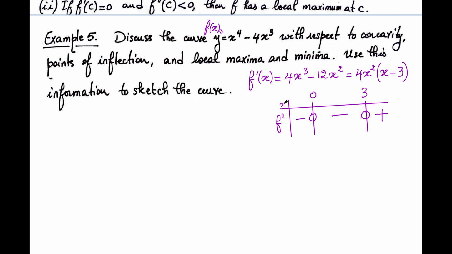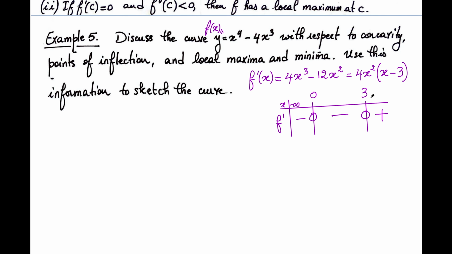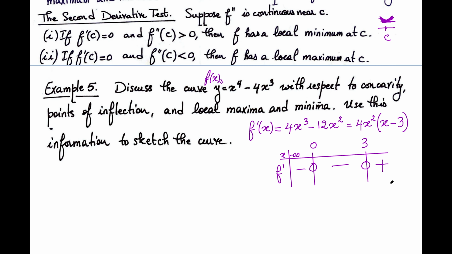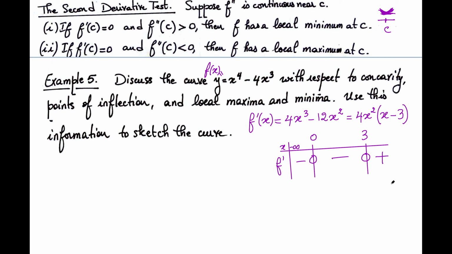So if x is between minus infinity and 0, the function f prime is negative. Between 0 and 3, the function f prime is negative. Between 3 and plus infinity, the function f prime is positive, right?